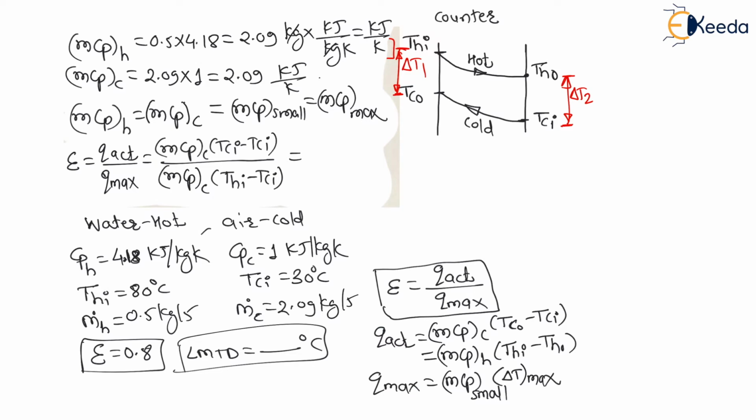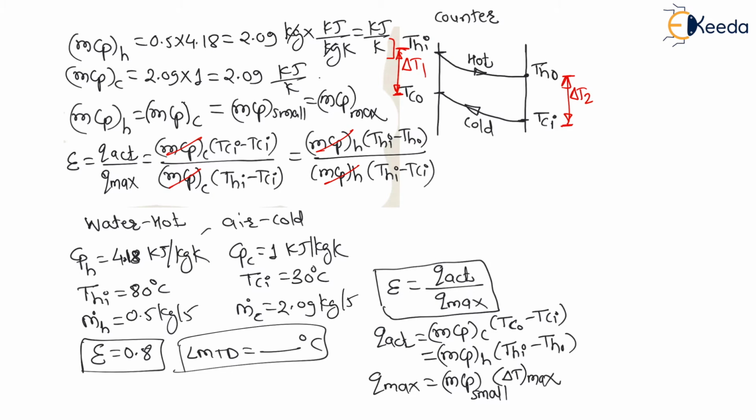Now again for this Q actual, if I use mCp of hot into THI minus THO, then let us write mCp of hot into THI minus THO divided by, for the minimum mCp, mCp of hot. Therefore, it will become mCp of hot into THI minus TCI, that is the maximum temperature difference. Therefore, my dear students, in this formula, mCp of cold will get cancelled, mCp of hot will get cancelled.